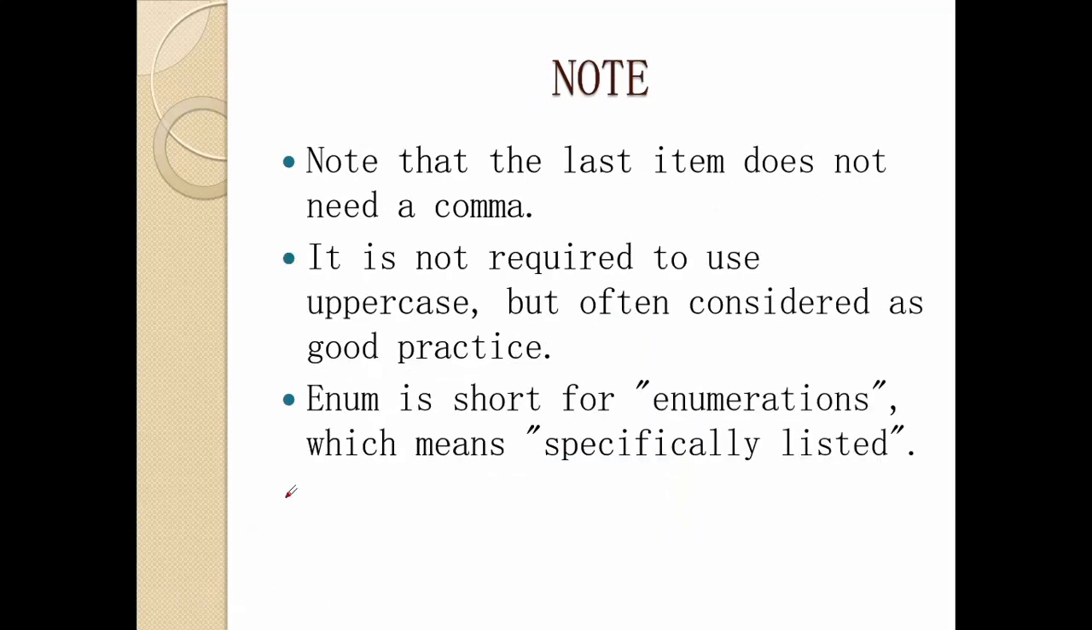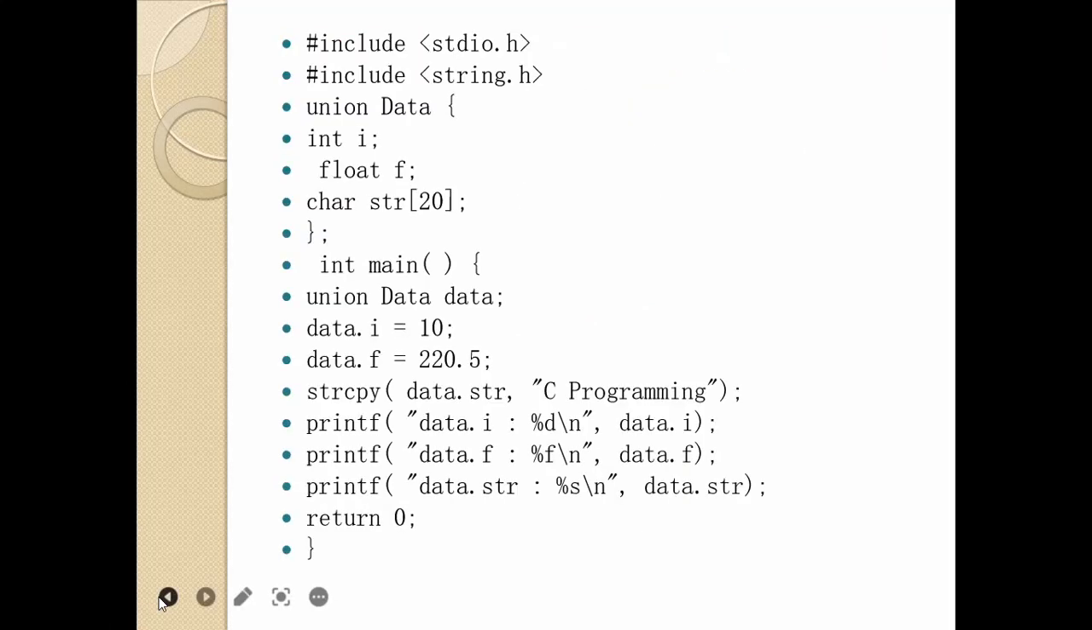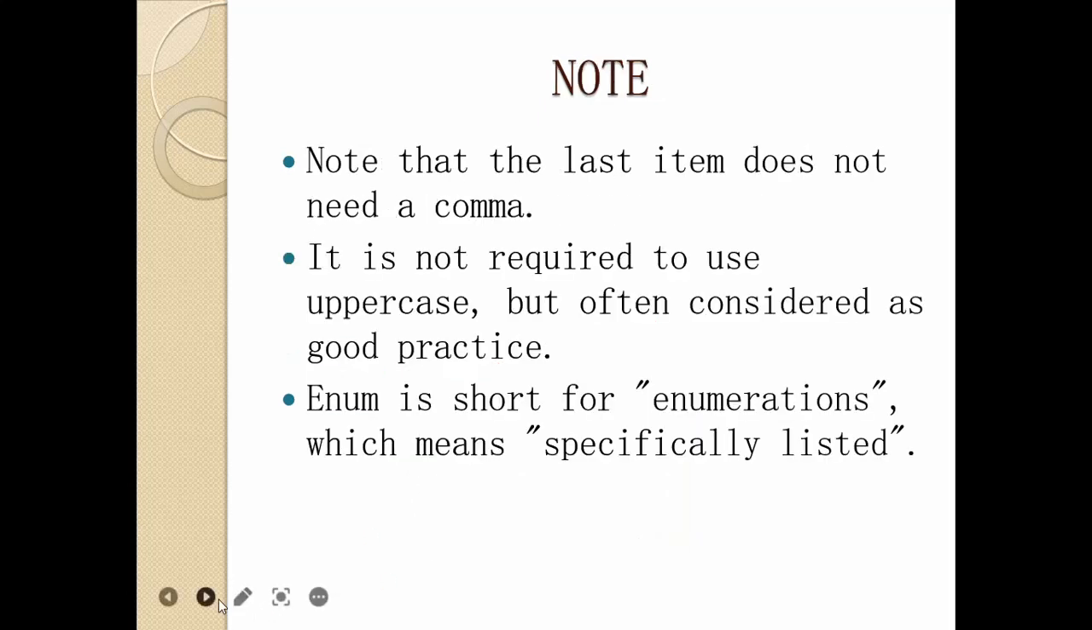The note here is that the last item does not need a comma. We put a comma after every attribute, which we were not doing in the union and structure concepts. For a union, we declare it, declare the variables, and put the semicolon, but here we use commas, and for the last attribute we do not put any comma. This comma has to be omitted.